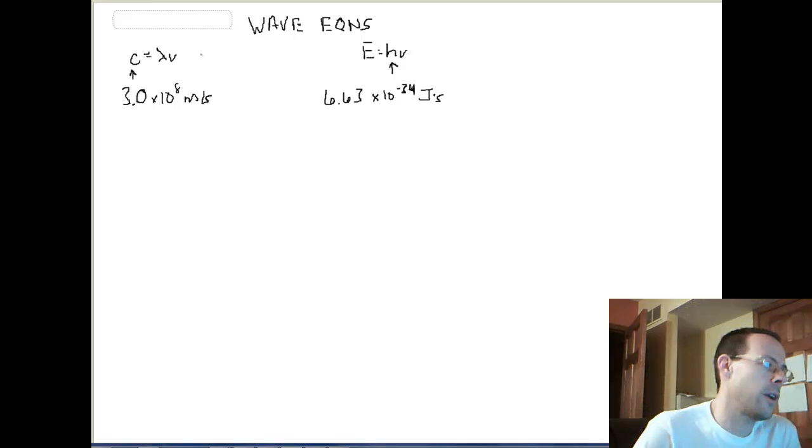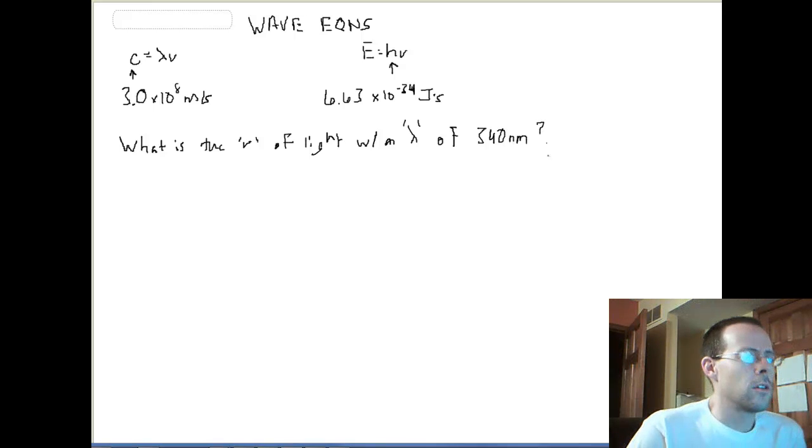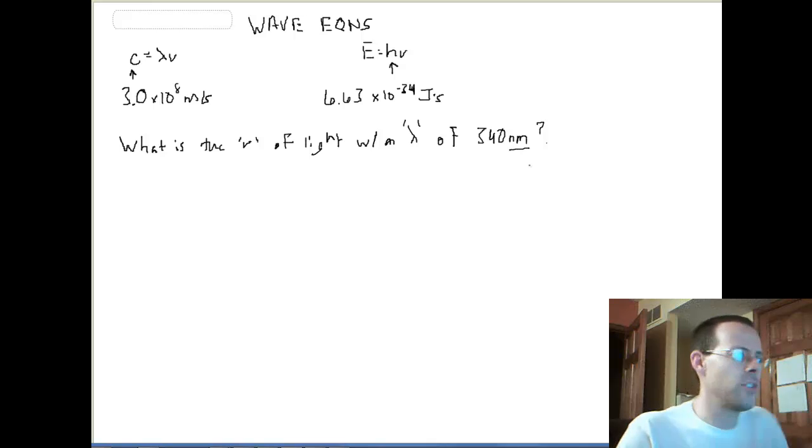Alright? So here's what a question could look like. What is the frequency, and frequency, its symbol is nu, so I put nu. What is the frequency of light with a wavelength? And wavelength is this funky lambda thing. What is the frequency of light with a wavelength of, let's say, 340 nanometers? So another thing you need to be familiar with is nanometers, and we'll see this pretty often because it's what visible light is measured in.